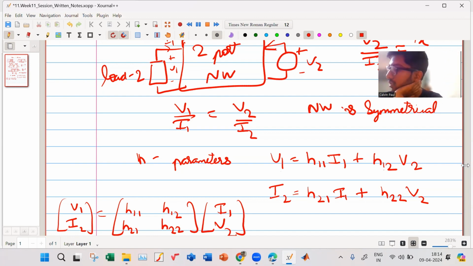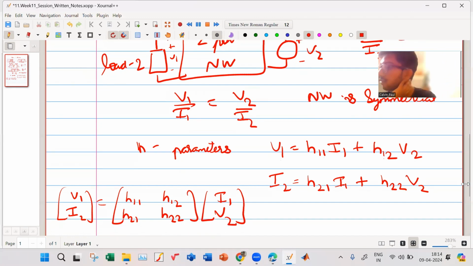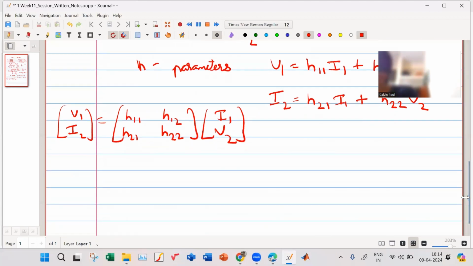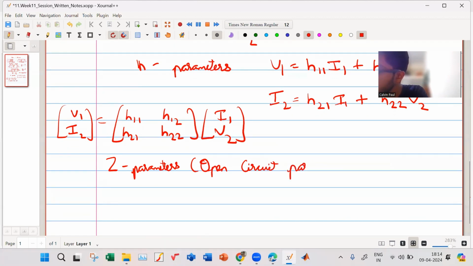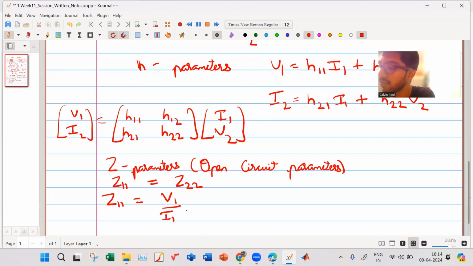No, in the case of Z parameters, which are known as the open circuit parameters, the condition for symmetry is Z11 should be equal to Z22. And we get that when your Z11 is V1 upon I1 at the condition that I2 is 0.